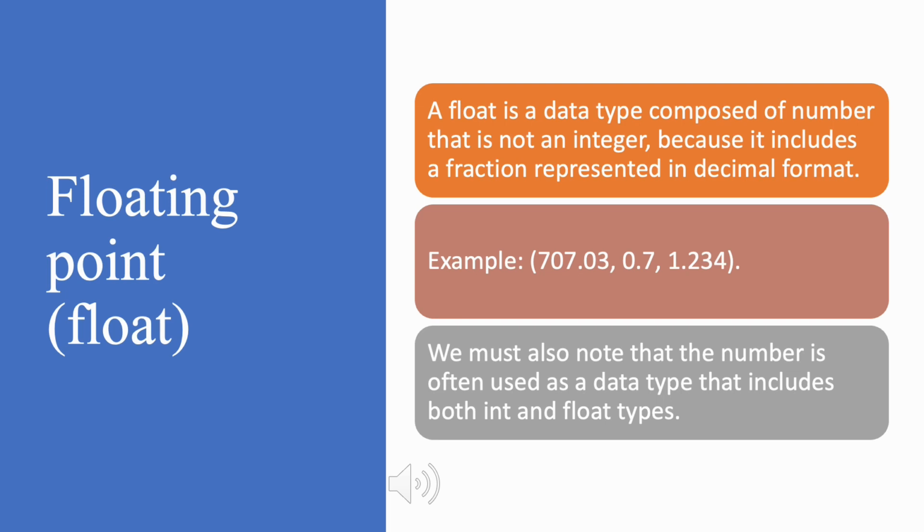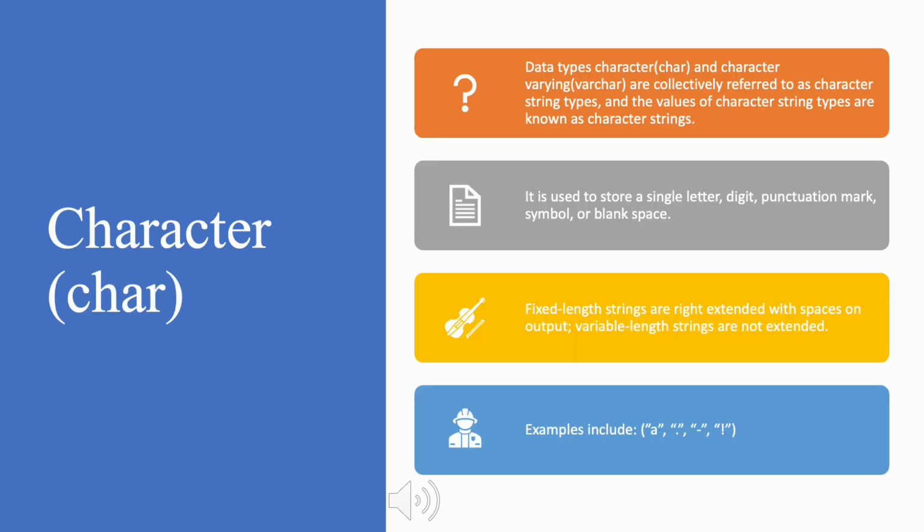What is character? The data types character and character varying are collectively referred to as character string types, and the values of character string types are known as character strings. It is used to store a single letter, digit, punctuation mark, symbol, or blank space. Fixed length strings are right extended with spaces on output. Variable length strings are not extended.